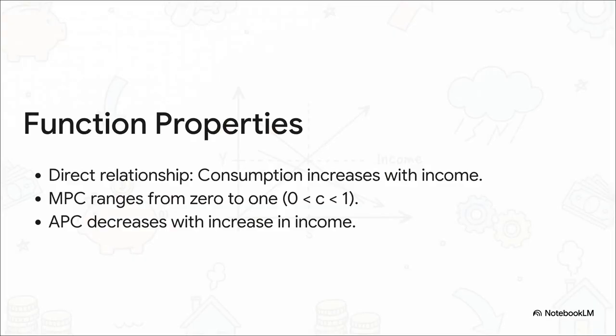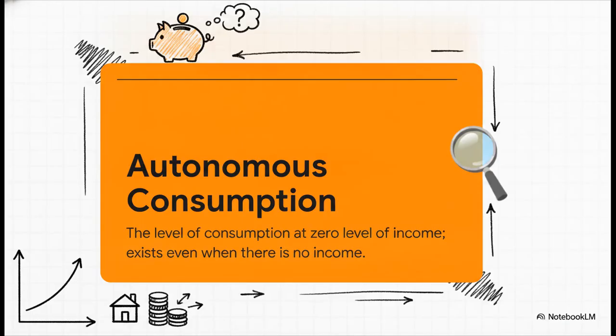Now, this functional relationship is governed by three unbending rules. First, there's a direct relationship. As your income goes up, your planned consumption goes up too. Second, what we call the marginal propensity to consume sits strictly between 0 and 1. And third, the average propensity to consume actually decreases as your income goes up. Basically, the richer you get, the smaller the fraction of your total income you spend. Make sense? And this brings us right back to that opening question.